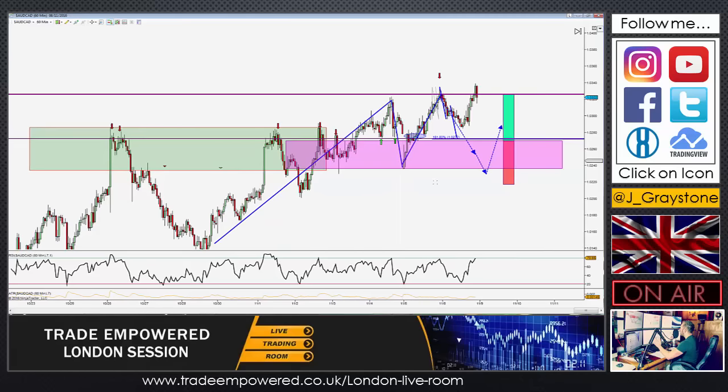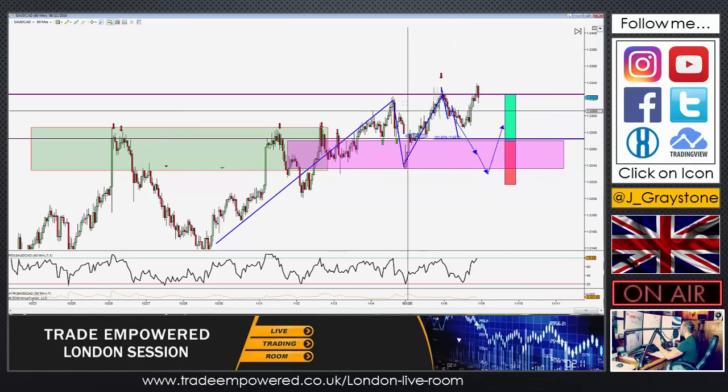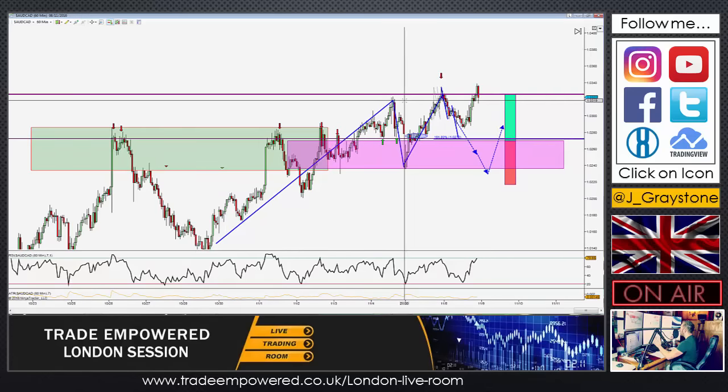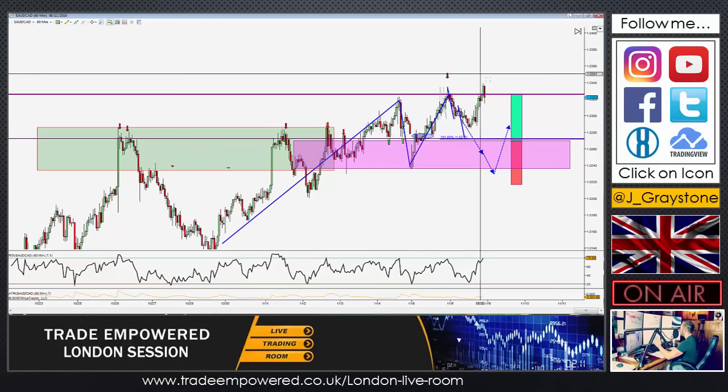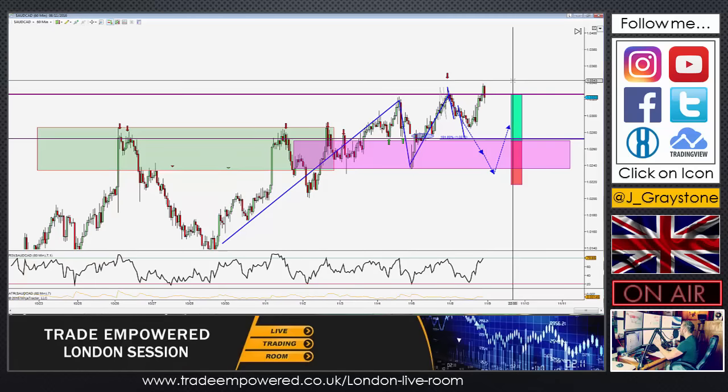This is some of the analysis we did earlier. I was looking for a pullback down into this kill zone. Didn't quite get down there before retesting the highs, so I didn't get the one-to-one risk reward that I wanted. Therefore, I couldn't involve myself in this trade. This was one of the few trades I was looking at on the radar today. I didn't want to be involved in too much anyway because of the elections tonight.